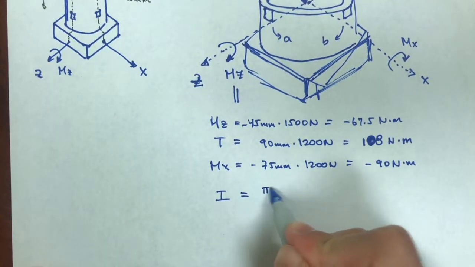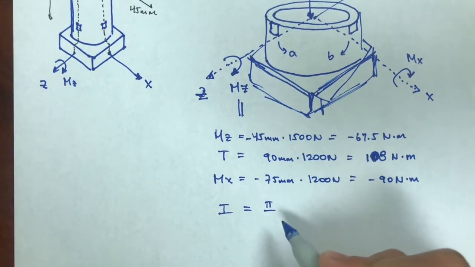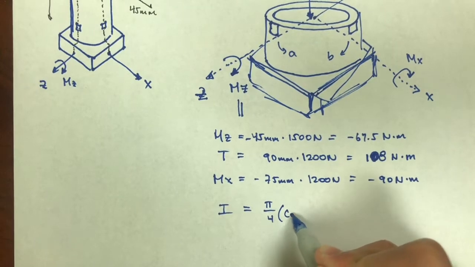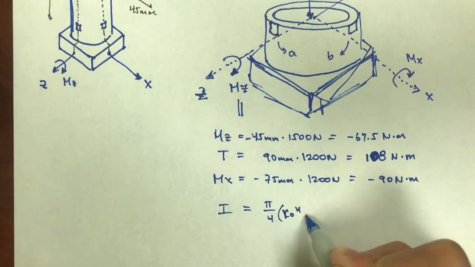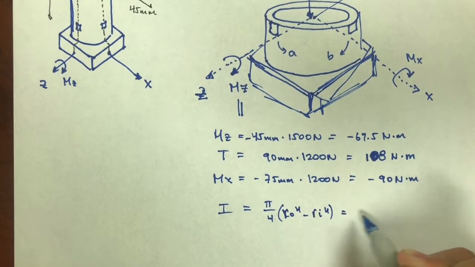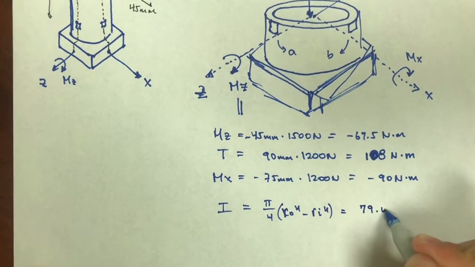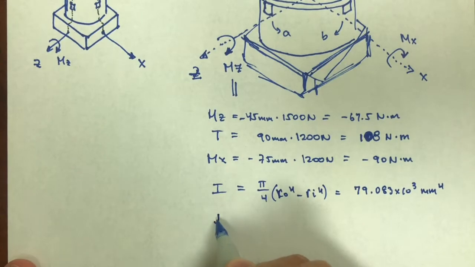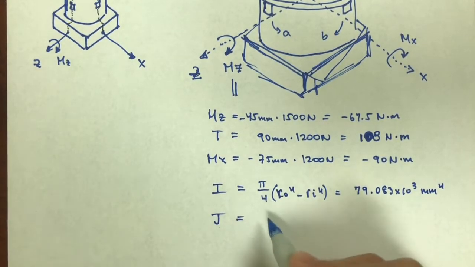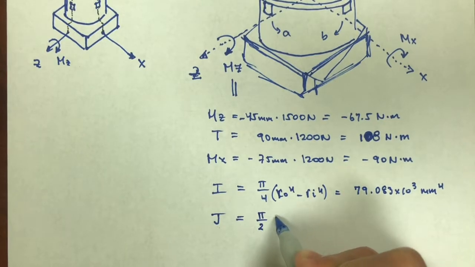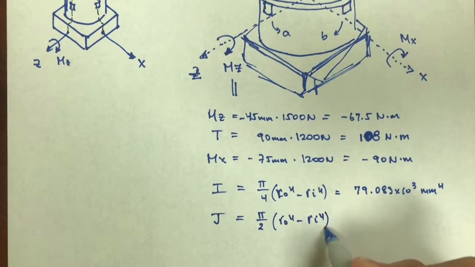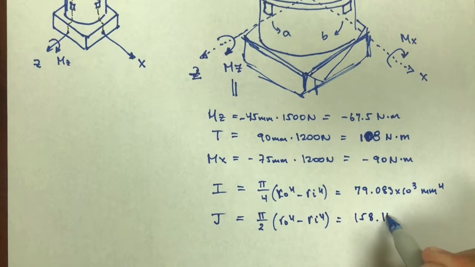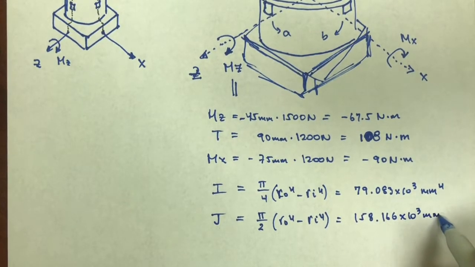So that's just pi over, in terms of the radius, it would be over 4. The outer radius to the fourth minus inner radius to the fourth, and this would give me a value of 79.083 times 10 to the 3 millimeters to the fourth. I would need the polar second moment of area, which is just double of that. So same values, but instead of a 4, it's a 2 here. So basically twice of this number, 158.166 times 10 to the 3 millimeters to the fourth.